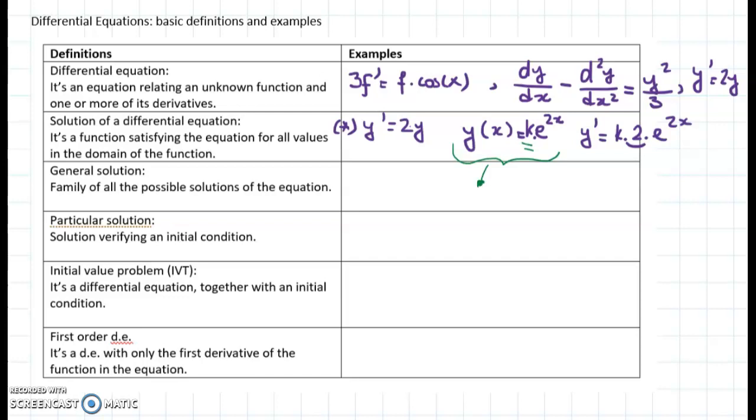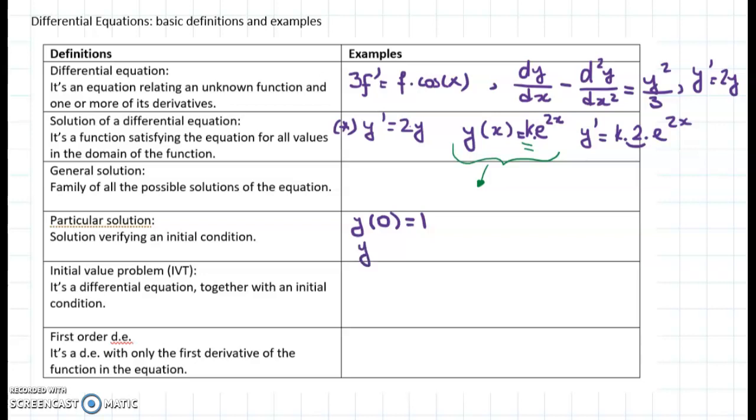We need this definition in contrast to the next one that says what is a particular solution. So instead of all the solutions, it could be that we are only interested in one of them. For instance, let's say that we have the additional piece of information that we know that the function we are looking for, when evaluated at the value 0, gives the result 1. That's an initial condition. So from all the functions, from all the family of the general solutions, we want to find the one that verifies that condition. So we need to find which value of k will make that true.